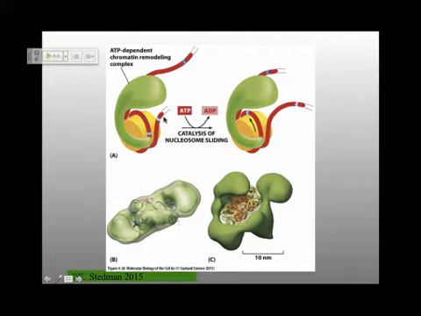Now, why is this important? Well, it's probably because there's some particular, specific DNA sequence in there that you want to interact with. You want to have another protein interact with it. So that's why you need these chromatin remodeling complexes. There are literally hundreds of chromatin remodeling complexes present in most eukaryotic cells.